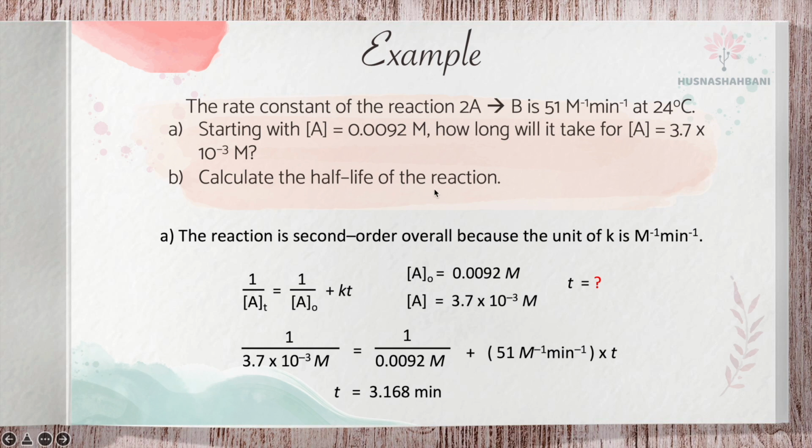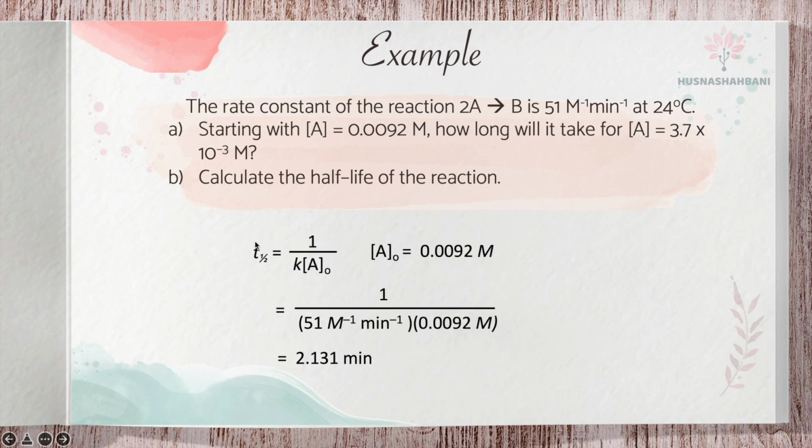B, calculate the half-life of the reaction. So this is a second order reaction. Use the half-life equation for second order reaction: t half equals 1 over K A naught. We have A naught 0.0092 molar. Just substitute that in, then substitute the value of K, and you'll get the half-life equal to 2.131 minutes.